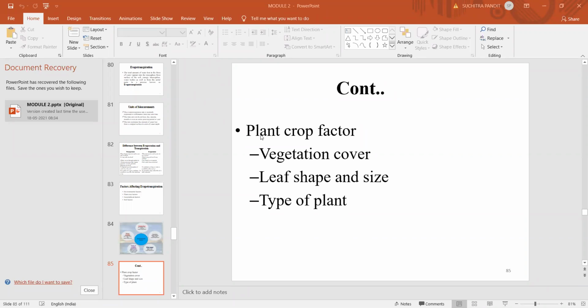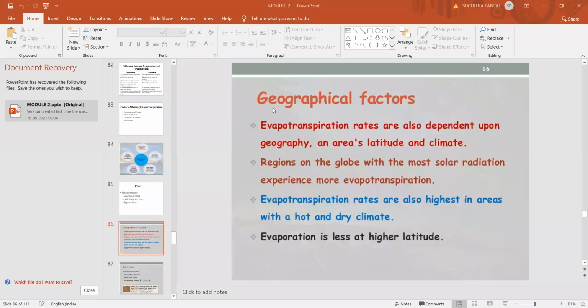So it depends on the plant crop factor, and it also depends on the geographical factors. The evapotranspiration rates are also dependent upon the geography of an area, that means the latitude and the climatic condition in that particular area. Regions on the globe with more solar radiation experience more evapotranspiration. Evapotranspiration rates are also higher in areas with hot and dry climate, that is, in arid regions the evapotranspiration losses are high, and obviously evapotranspiration and evaporation are less at higher altitude. So this is also one of the factors which influence evapotranspiration.